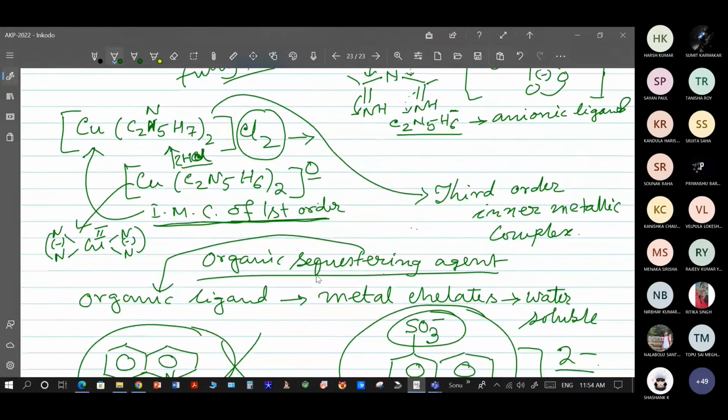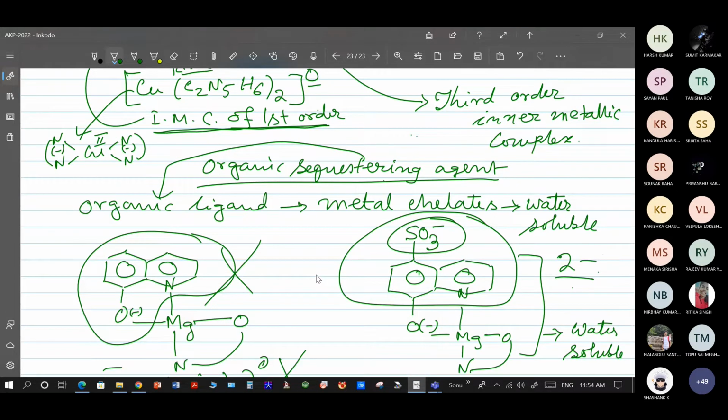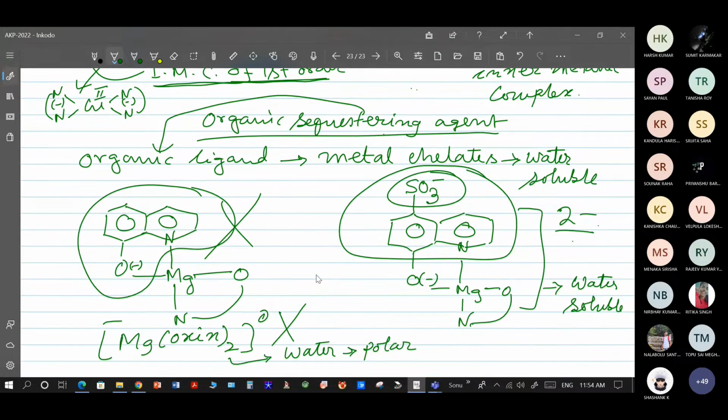Okay, now sometimes you have heard about the organic sequestering agent, because in your practical class also there is a system, the eriochrome black T and the total hardness of water. We are going to discuss that practical in the practical class, and I will tell you at that time also regarding this organic sequestering agent. Organic sequestering agent means it is an organic ligand which forms a metal chelate soluble in water. If it is soluble in water, then only that organic ligand will be said organic sequestering agent, and the metal ion will be said sequestered.